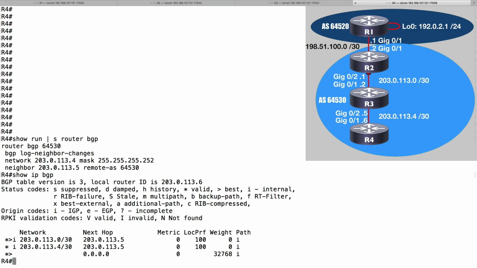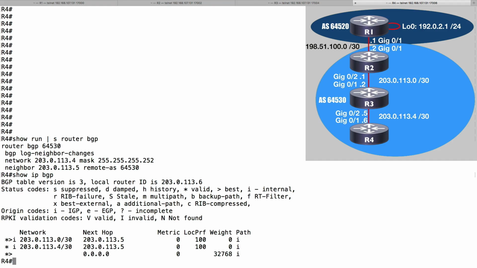What we're going to do is designate R3 as a route reflector. So when R3 learns about a route coming in from R2, from its iBGP neighbor, as a route reflector, it's going to reflect that route out to all other routers in the same autonomous system. And if it were to receive an iBGP route from R4, it would reflect that down to R2. And it's really easy to set up.